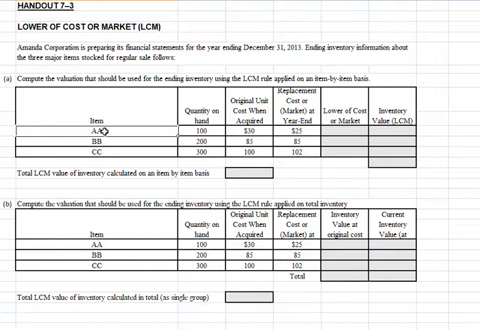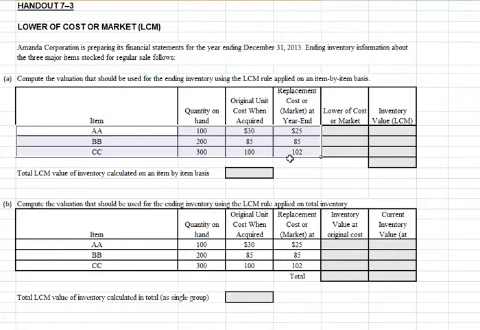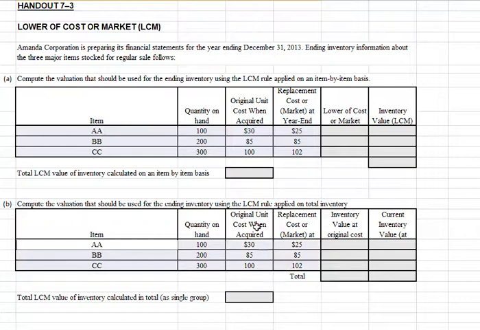The data we have in both parts is identical. We've got three items, item A, B, and C, and we have 100 of A, 200 of B, and 300 of C, and we've got our original cost and our replacement cost. Let's go ahead with our calculations.